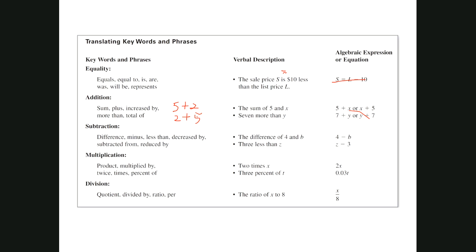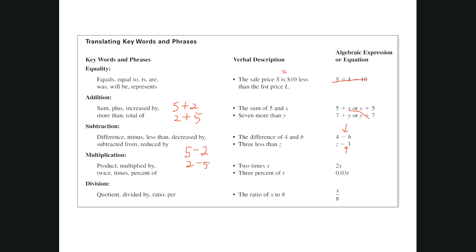The difference of 4 and b. 3 less than z. Now remember, this is not true: 5 minus 2 does not equal 2 minus 5. So you have to make sure you put them in order. If you don't, it really messes things up with subtraction.